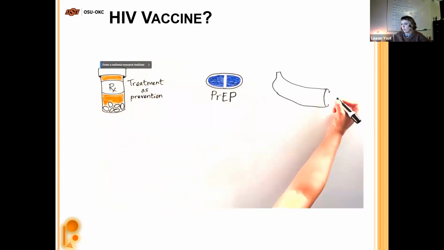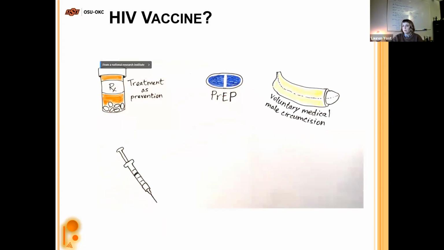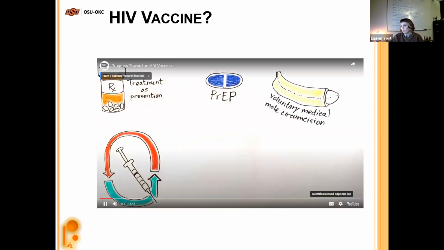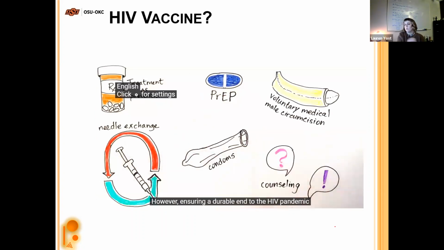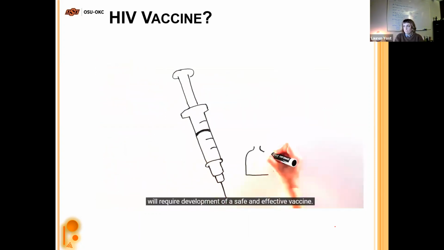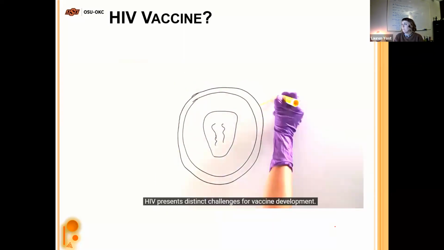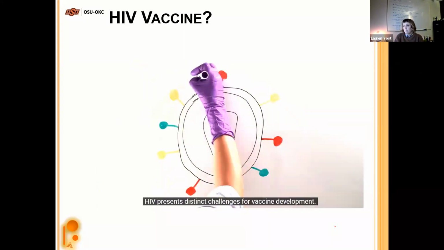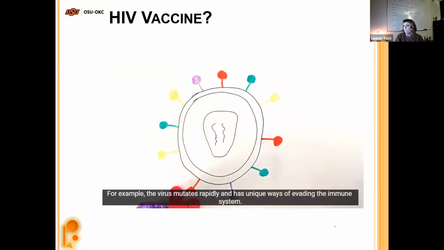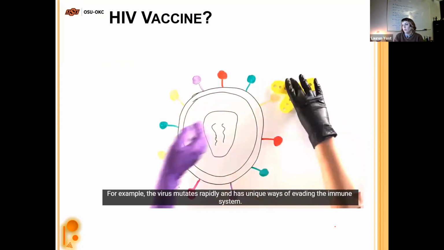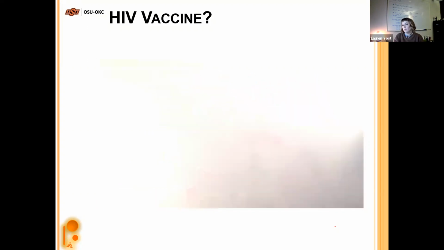There are a number of strategies available to prevent HIV infection. However, ensuring a durable end to the HIV pandemic will require development of a safe and effective vaccine. HIV presents distinct challenges for vaccine development. For example, the virus mutates rapidly and has unique ways of evading the immune system.